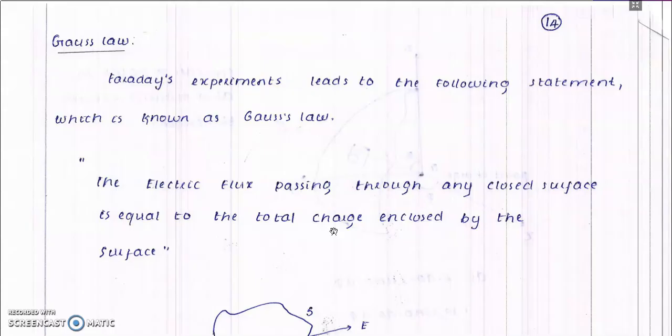For example, assume a box, whatever it may be, but it should be a closed surface. In a closed surface, the total charge enclosed, Q, is equal to the total flux induced on the surface. This is the formula: psi is equal to Q enclosed by the closed surface. That is, the electric flux passing through any closed surface is equal to the total charge enclosed by the surface.